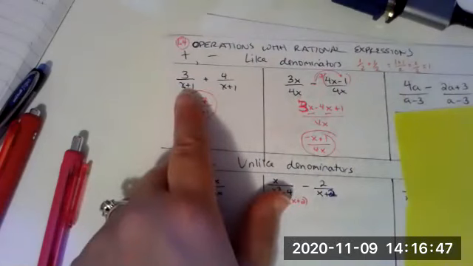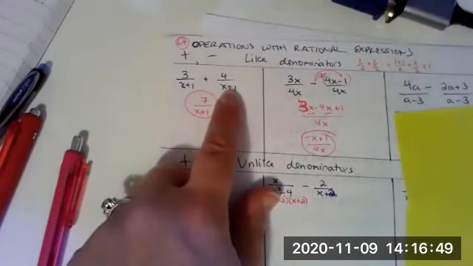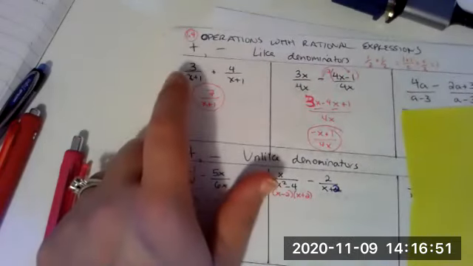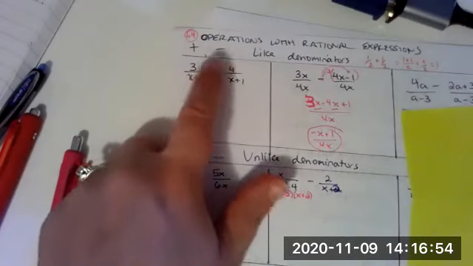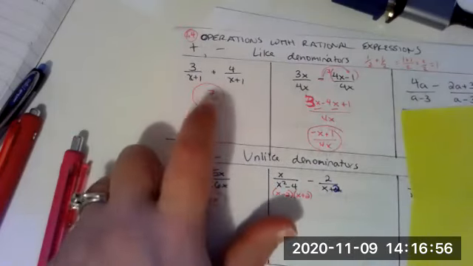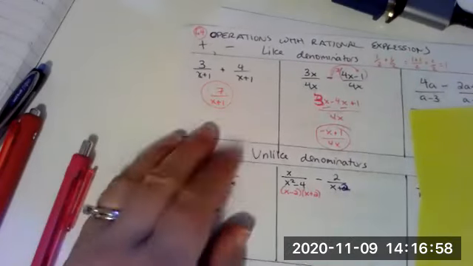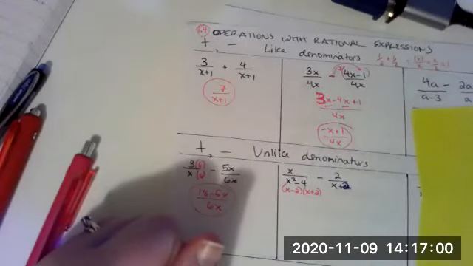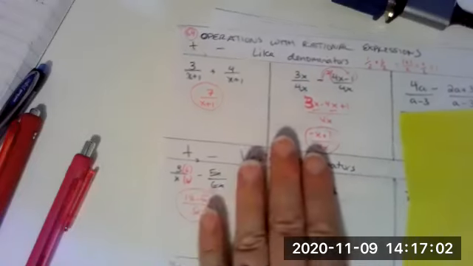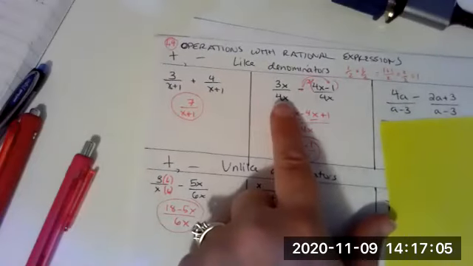The first example we have is 3 over x plus 1 plus 4 over x plus 1. You can just combine 3 and 4. So that's 3 plus 4 is 7 over x plus 1. There's nothing really to simplify. You're pretty much done with that one. Second example here, just a little bit more complicated.